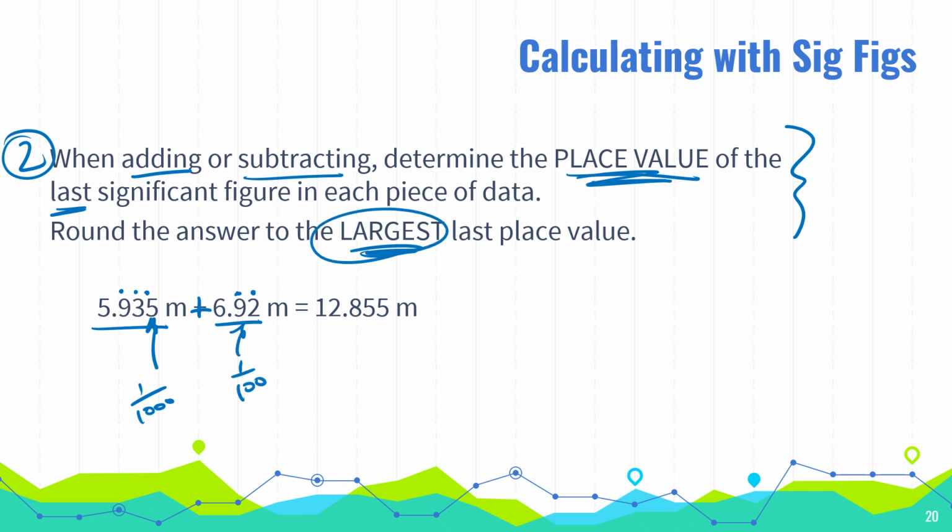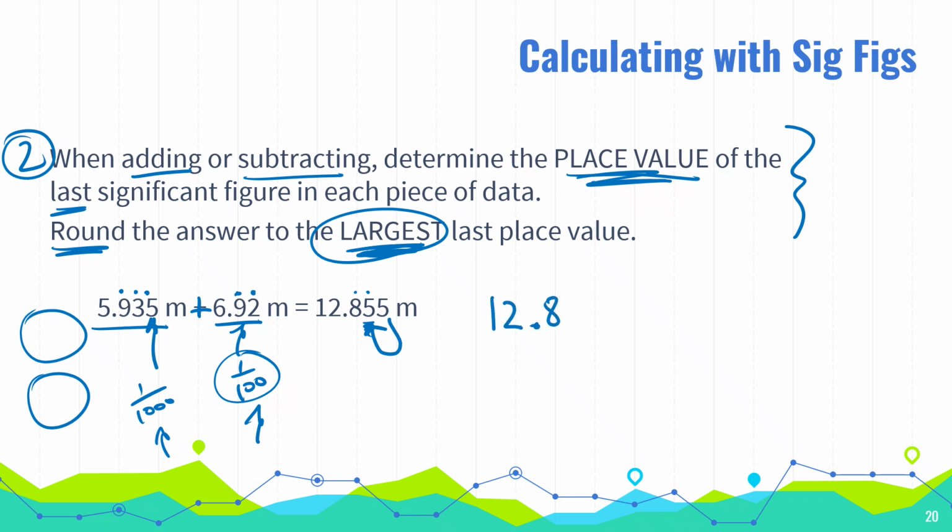Which one is the largest of those place values? Is a thousandth or a hundredth bigger? If I have a pie and I chop it up into 100 pieces, and I have a pie the same size and I chop it up into 1,000 pieces, which one's going to have the bigger pieces? Hundredth is larger than thousandth. Therefore, my final answer needs to be rounded to that largest place value, the hundredths. So I'm going to find tenths, hundredths. I'm going to round to the hundredths place. That 5 in the thousandths is going to bump the hundredths up to 6. My final answer is going to be 12.86 meters.